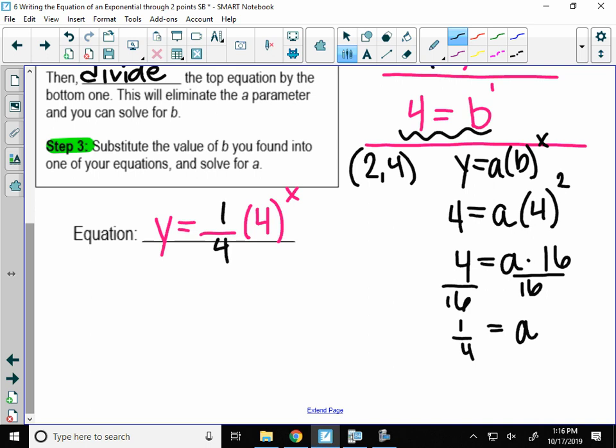I can pop that in my equation. I'll do it this way: y equals 1/4 times 4 to the x. Is that growth or decay?